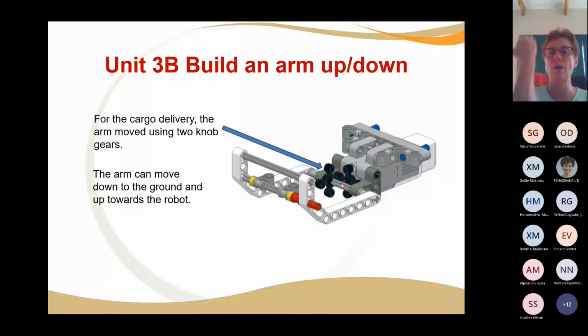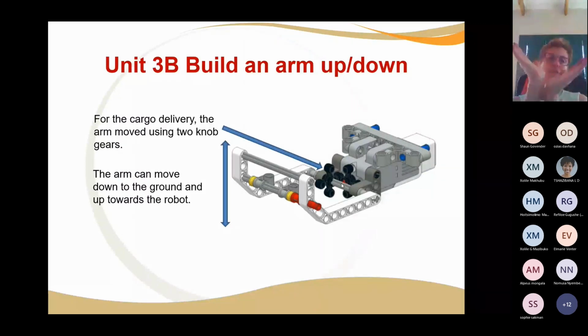Okay, and then the arm will move up and down. You can see it. And also remember, it can't do 180 degrees. It can't do 360 degrees because it'll hit on the robot on the one end and it'll hit on the ground on the other end. That's its range. Okay, so it can go up as far as the robot is and it can go down to the floor. That's the only motion it's got.